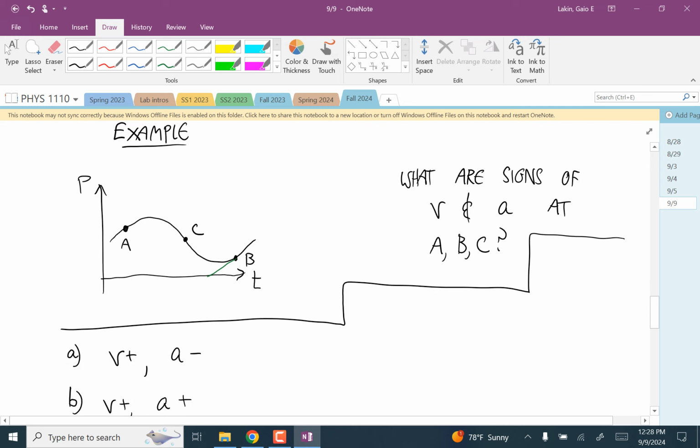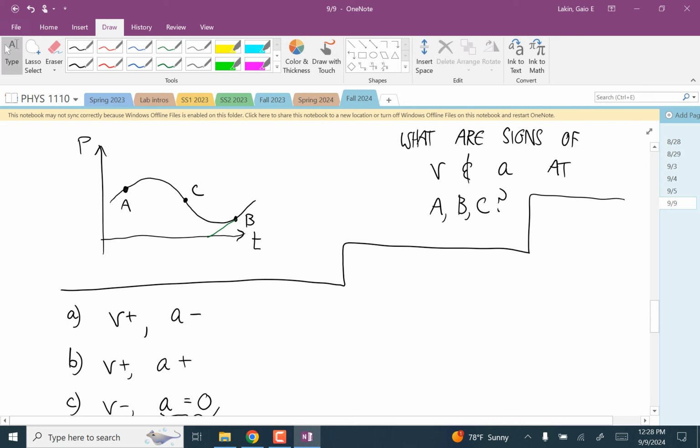definitely not constant acceleration. Okay, so in this example, notice that the acceleration was negative, and then at B it's positive, and in between them it's 0. So could that be constant acceleration? It can't. So we would never see a position versus time graph like this for our constant acceleration calculations.